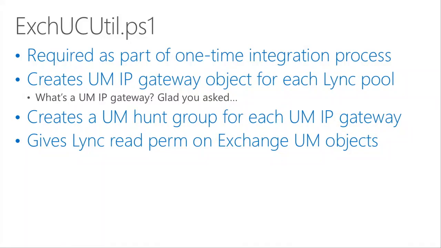The other thing that this script does that's really important: you can create your own hunt groups, you can create your own IP gateways, but Lync also needs read permission on these objects in AD. And if you try to manipulate those AD ACLs yourself, you're probably going to screw it up, okay? Because they're already complicated, they have a lot of terms, they have a lot of ACE entries in them. So your best bet is to run the script and let it do its thing.